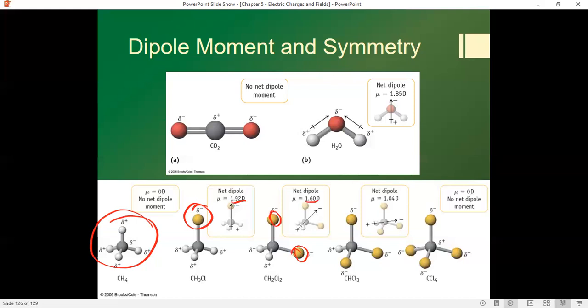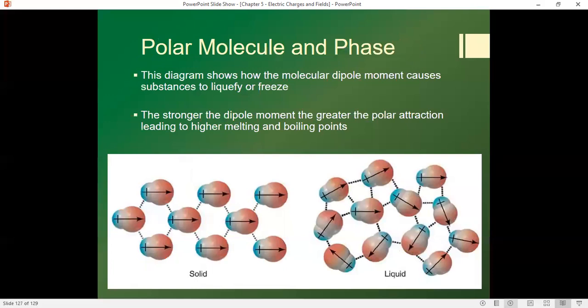Adding 3 reduces the dipole moment further, and having all 4 hydrogens replaced brings me back to 0. So again, that's a real nice study in how symmetry affects the dipole moment. Polar molecules, molecules with strong dipole moments, tend to have greater intermolecular forces, van der Waals forces, and therefore will form solids at higher temperatures and liquids at higher temperatures.